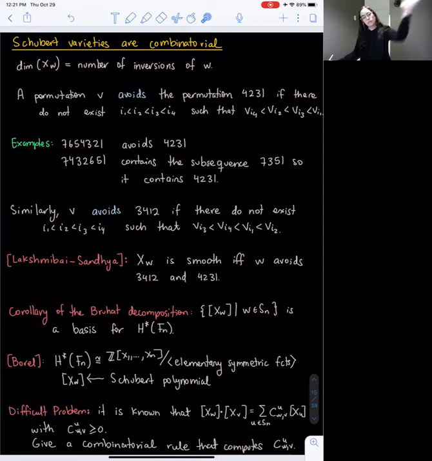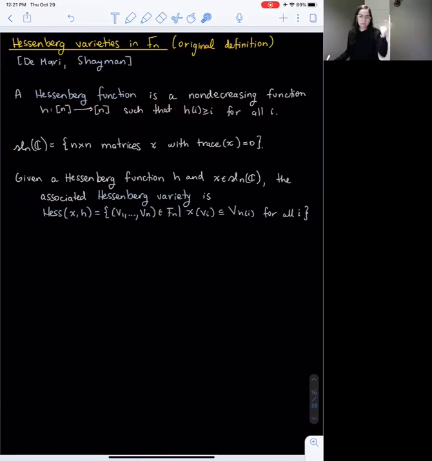So hopefully here I convinced you that Schubert varieties are indeed combinatorial and they play a central role in algebraic combinatorics. Okay, good. So next, we're going to go ahead and talk about Hessenberg varieties. I suspect you're probably less familiar with them, but we're going to talk about them twice.